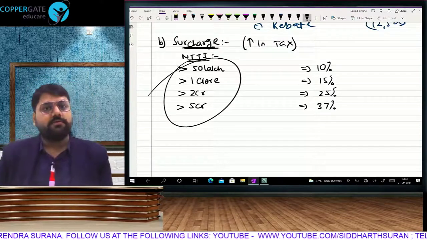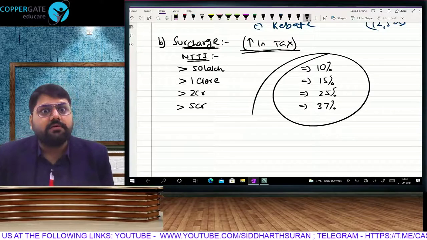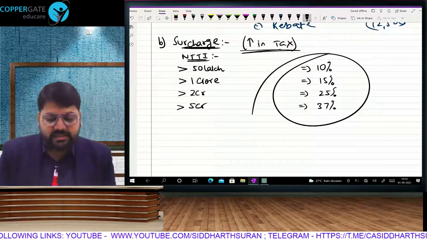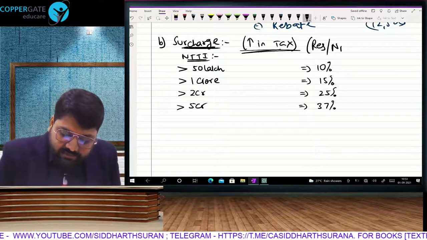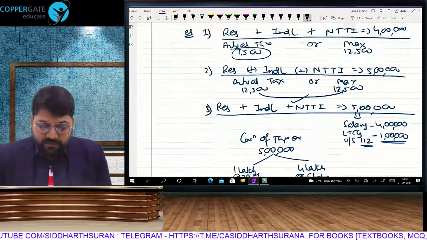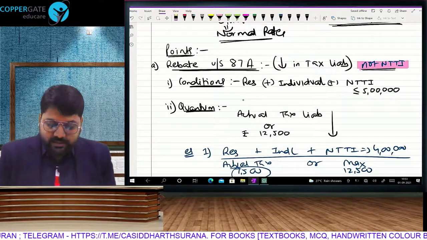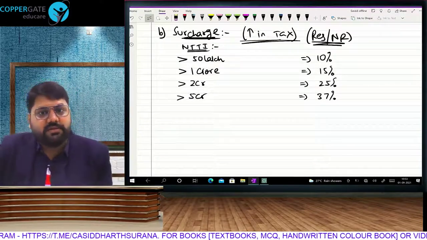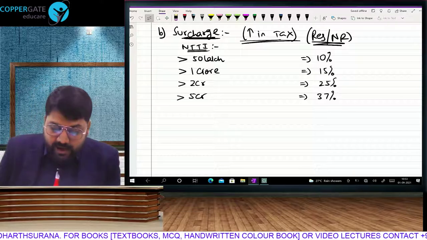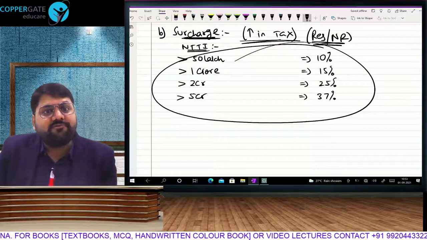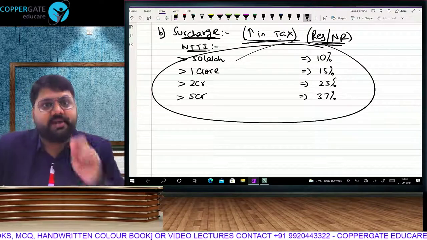Your income should cross this limit. Have I written that this surcharge will be applicable for resident or non-resident? When it is not mentioned, surcharge is applicable for whom? Of course it will be applicable for resident and non-resident both. See, in rebate we mentioned, no? Only for resident. But if in surcharge we don't mention, then what do you understand? This is required. In CA final direct tax, this is a big requirement. You have to understand what is written in front of you. You have to also interpret what is not written. If they do not define the assessee, it means resident and non-resident both will be covered.